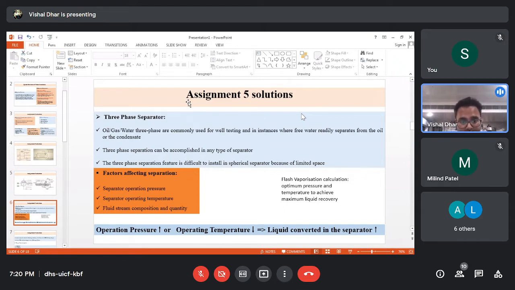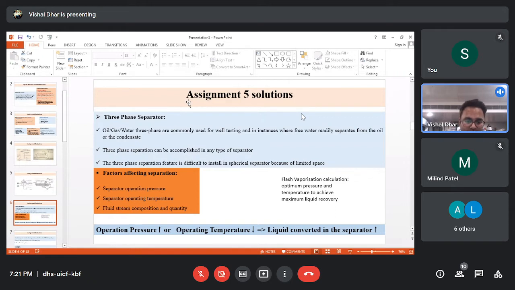Then, the three-phase separation feature is difficult to install in a spherical separator because of the limited space. So as I told earlier, mainly horizontal and vertical separators are used because spherical separators are very hard to operate. They are only used in areas where there is a space limitation.